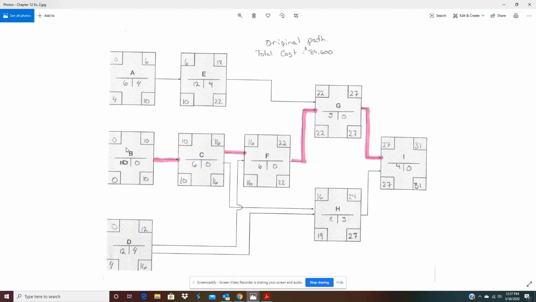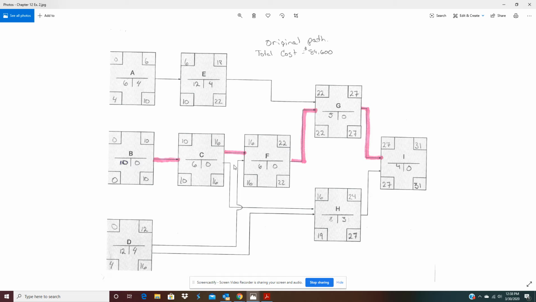All right, so I'm going to look at activity B. Activity B, its normal was 10, crash would be 7, and the total cost to crash would increase by $1,200. It would go from $7,000 for normal to $8,200 to crash. So it costs $1,200 over 3 days. That's only $400 a day. So yeah, we would want to crash that.